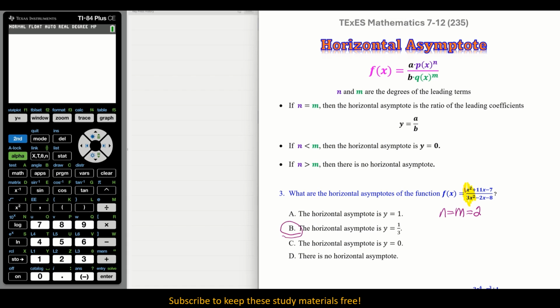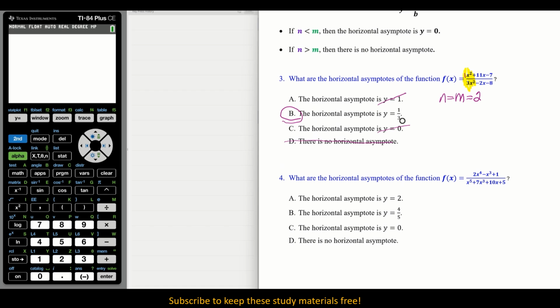So option B. And that eliminates A because y isn't equal to 1. It's 1 over 3. And that gets rid of our 0 and our D.